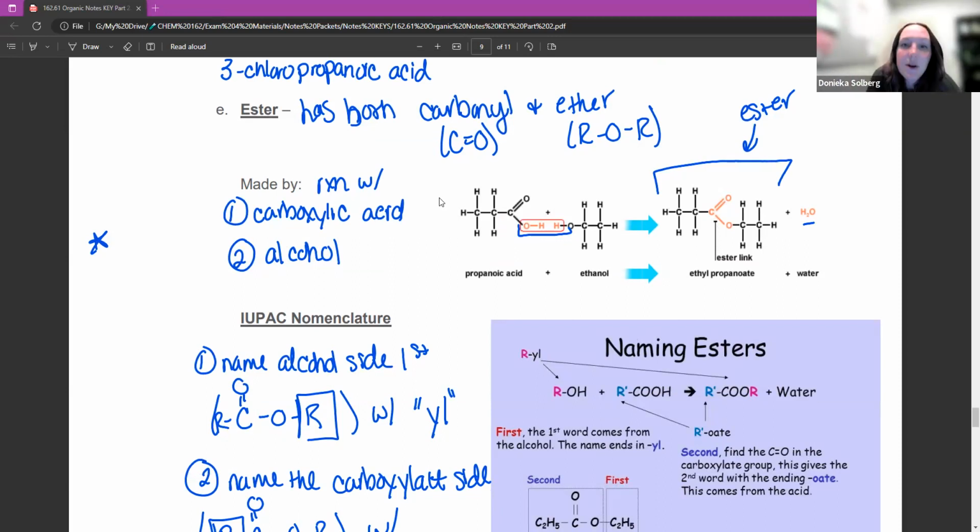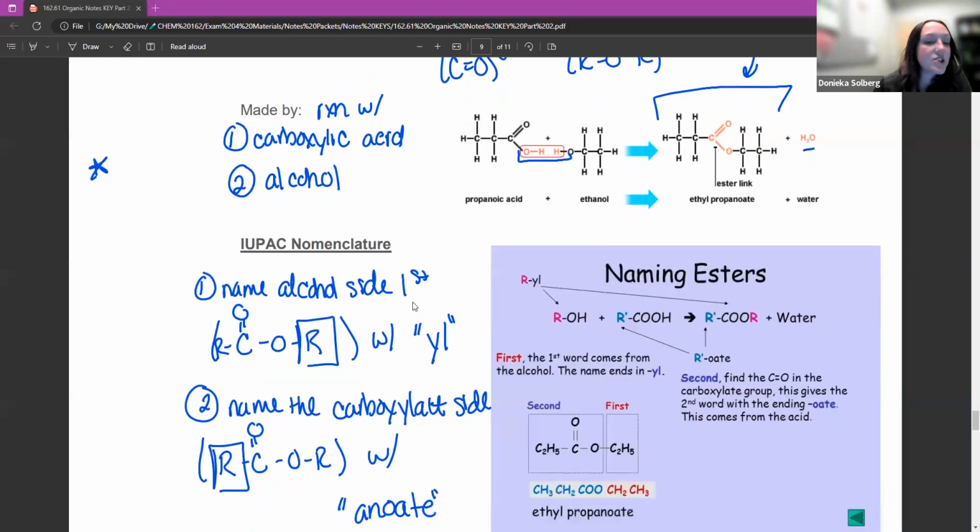Okay, so we're getting a little bit more complicated with the naming then. The first thing you're going to do is name the alcohol side first with a yl. So this was my ester, right? C double bond OO, there's an R on both sides. So the side where the alcohol came in is one you name with a yl. On this side, this was my ethanol that came in. So it's ethyl, that's this guy.